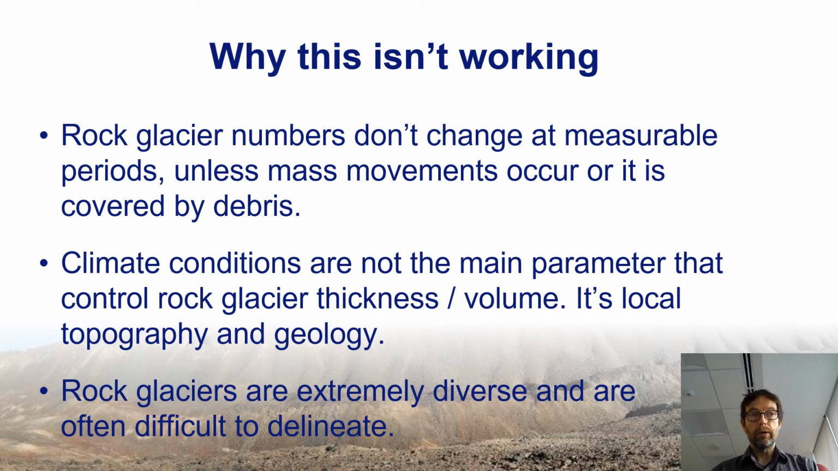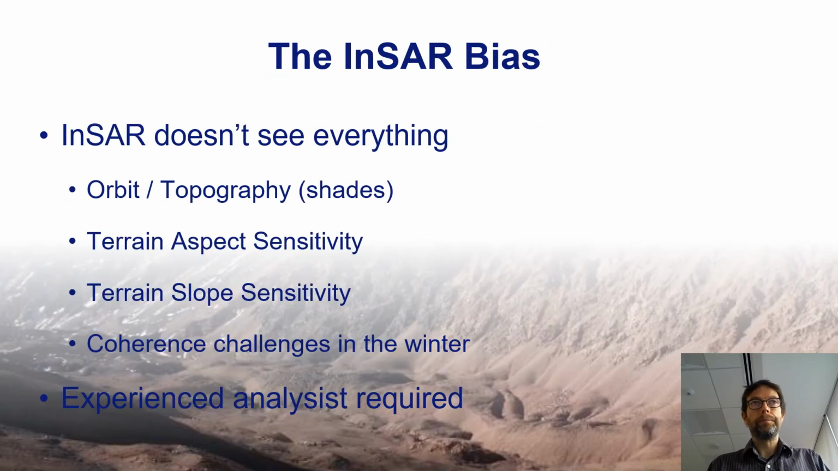And finally, rock glaciers are extremely diverse. Not saying that this diversity does not exist for glaciers, but I found that rock glaciers are much more diverse and are therefore very difficult to delineate, because even optically they may not differentiate from the surrounding terrain, compared to a glacier where you typically have the surface ice and you can differentiate that, at least more or less, ignoring debris covered parts, from the surrounding terrain.